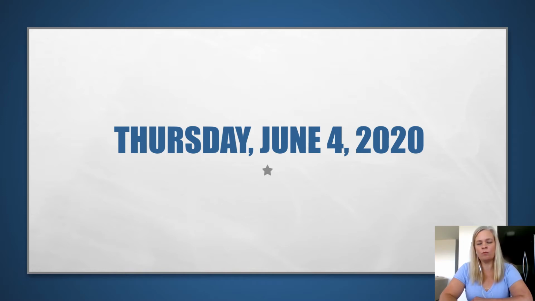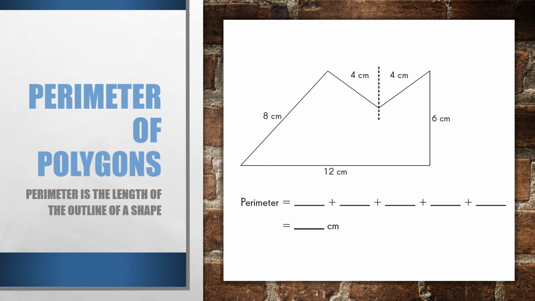We're going to take what we know there, and we're now going to talk about how we find the linear length around the outside of a polygon. We call that perimeter. So let's take a look at what that will be about. Perimeter of polygons. Perimeter is the length of the outline of a shape. So when we're thinking of perimeter, we're thinking about going all the way around the outside line of a shape. So if we could take this line off, stretch it out, and line it up next to a ruler or a tape measure, what would the total length be?